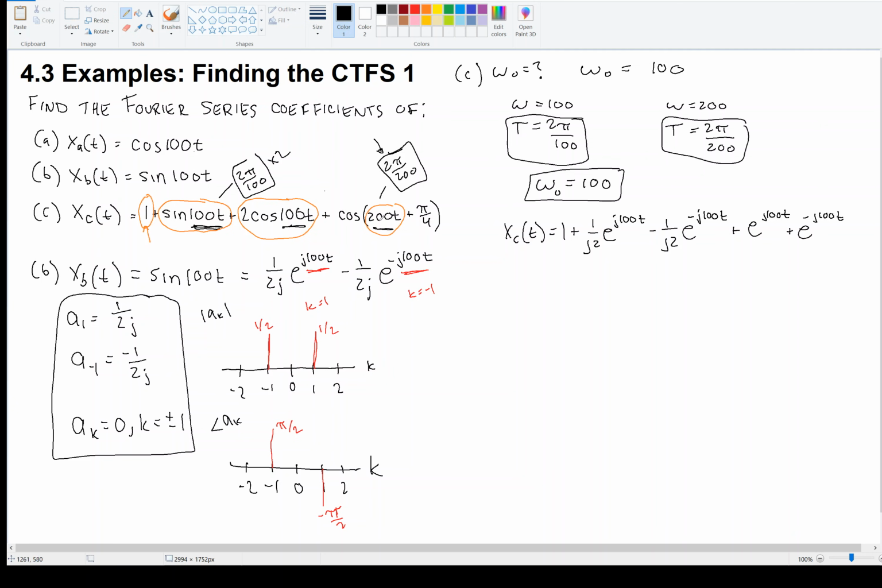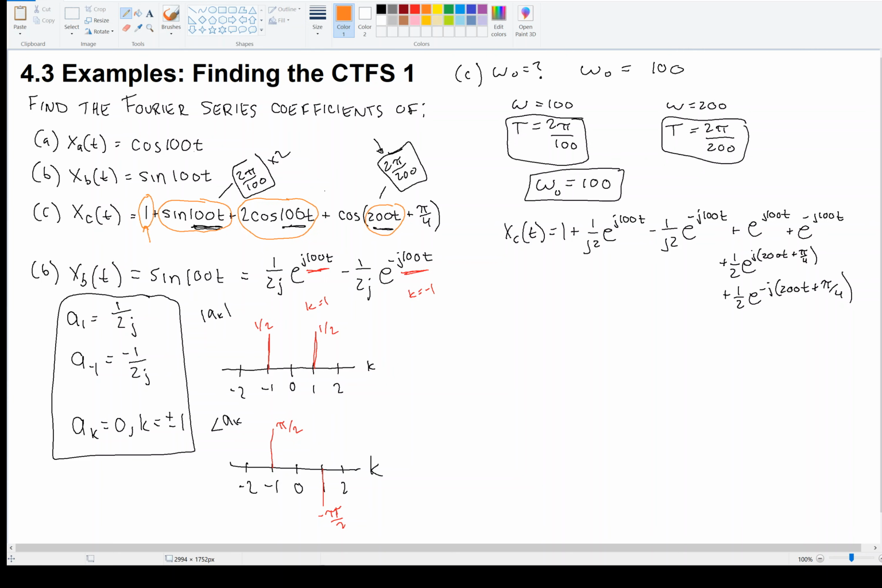And then we have the cosine of this thing, so this is plus 1 over 2 times e to the j 200t plus pi over 4, plus 1/2 e to the minus j 200t plus pi over 4. So this is what we're dealing with now.